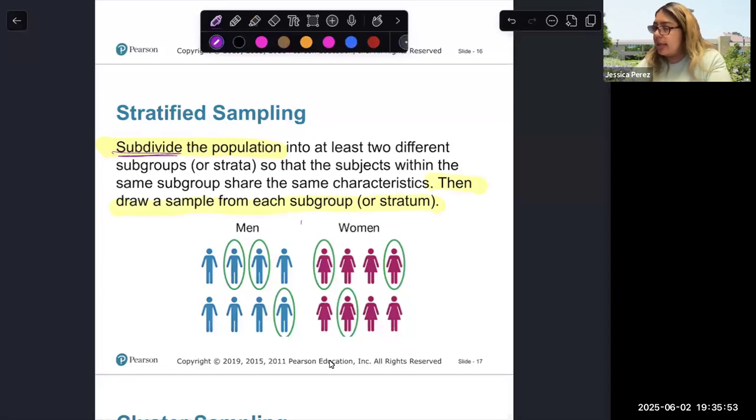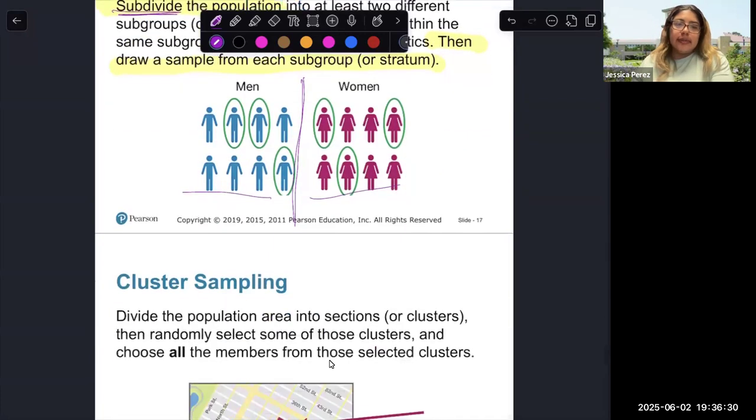So first I cut my population, I subdivide it into 2 groups, for example, or even ages, age blank to blank, blank to blank, and then okay, men and women. So I'm stratifying my sampling. You subdivide the population first into 2 subgroups, and then within those, I do another subgroup with the same characteristic, and then I choose a sample from each subgroup. I divide my first population, and then I pick from each.